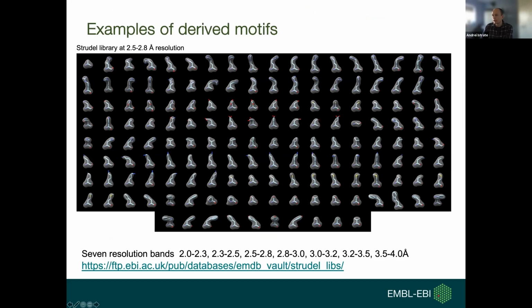So here, again, is how this library looks. This one is for the resolution range between 2.5 and 2.8 angstrom. In total, there are 7, from 2 to 4 angstrom, available from the address.